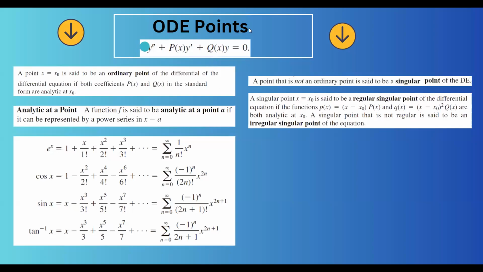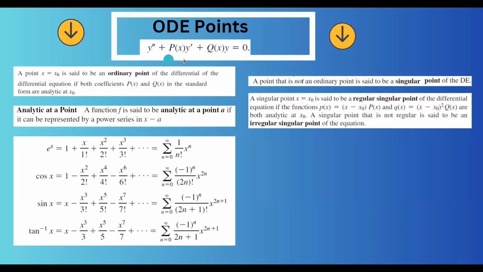How to solve a differential equation using power series? First, we need to identify the points. You have ordinary points if they are not the zeros of the denominator for p(x) and q(x), or basically p(x) and q(x) are both analytic. If they end up on the denominator, we call them singular points.